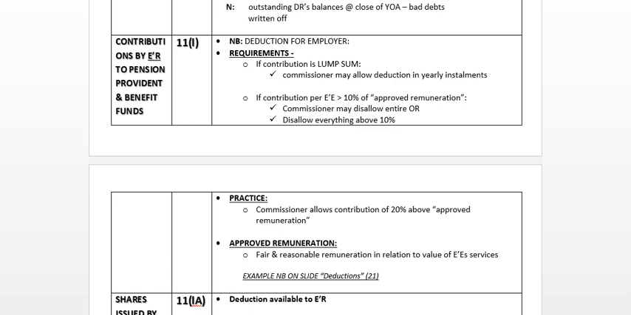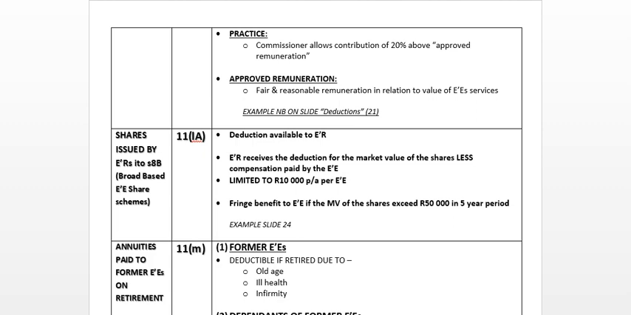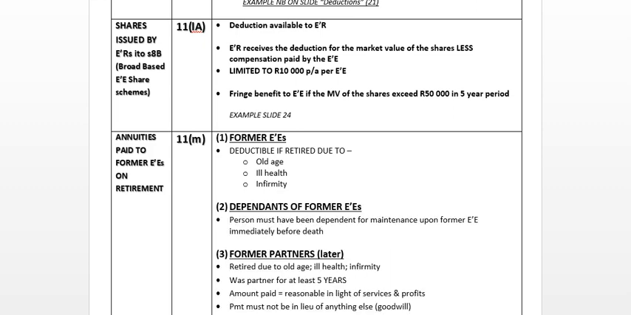So if the contribution per employee is more than 10% of the approved remuneration, then the Commissioner may disallow everything above 10%. In practice, the Commissioner allows contributions of up to 20% of the remuneration. So yeah, you can go through that on your own, but we're going to go through that in more detail. So shares issued by the employer in terms of Section 8B, so that's your BEE or stuff like that. You can read through that.